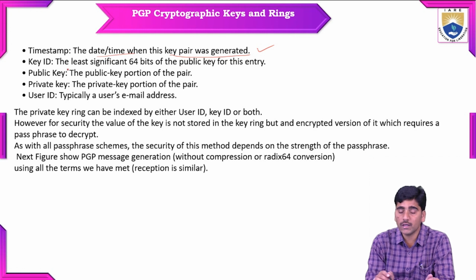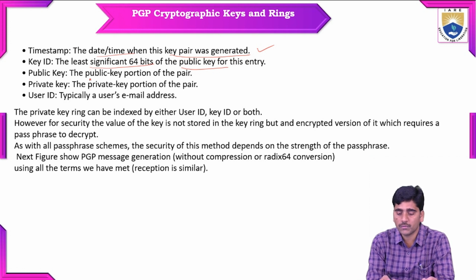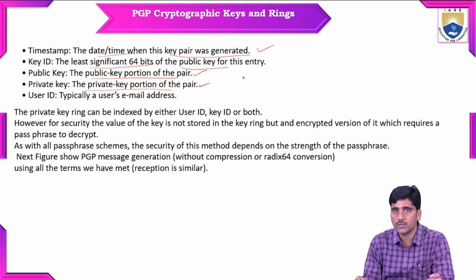The next one is the key ID: the least significant 64 bits of the public key for this entry. This is the public key portion of the pair and the private key portion of the pair. And the user ID is typically the user's email address.